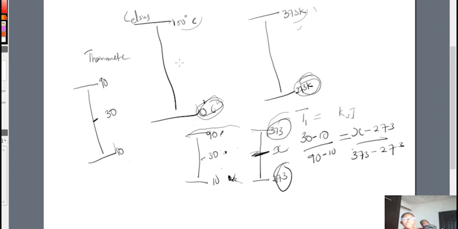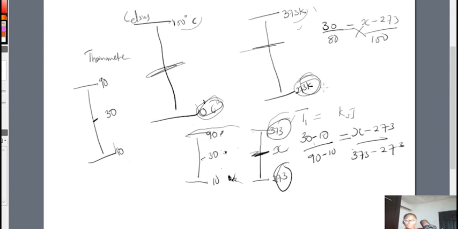So the only part you can look for is actually this middle. This is the part you can be asked to look for, and that's what we are trying to do here now. So we already have it. So 30 minus 0 is 30, right? So that's 30 divided by 90 minus 10, which is 80. So we're going to equate it also to x minus 273, because we don't know what x is. We're going to put 273 divided by 373 minus 273, which is 100. So we know we're definitely going to cross multiply.